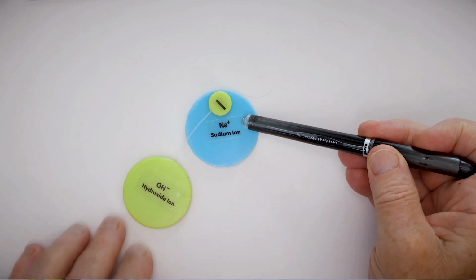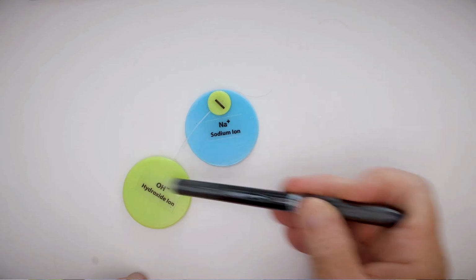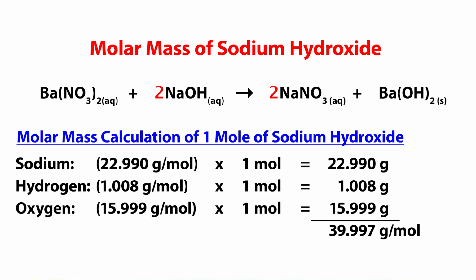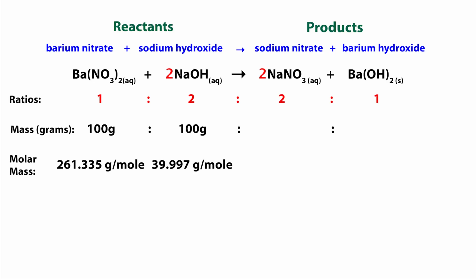Let's do the same thing now with sodium hydroxide. It's one sodium, one oxygen, one hydrogen. So we have 22.99 grams for the sodium. Oxygen is about 16. Hydrogen's about 1. You add all that together, it's 39.97. So you can see we have all the molar masses there.